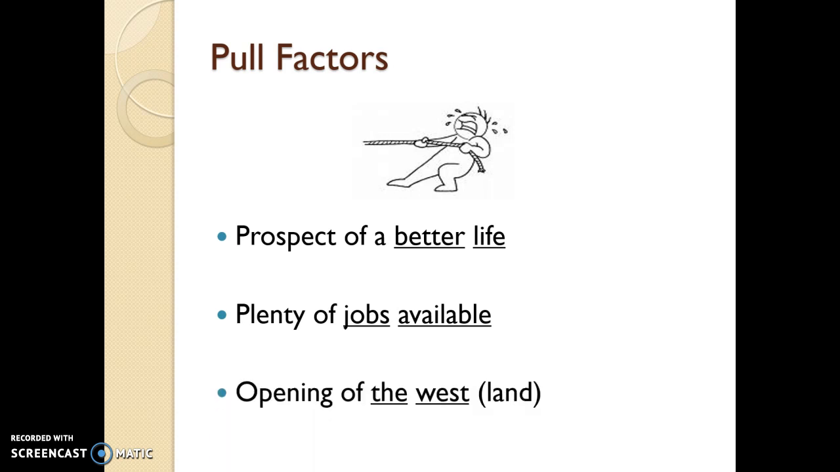Plus, in the West, thanks to the Homestead Act, the efforts of the U.S. government, there was a lot of land available out west. If you wanted to own land, which was a big deal back then, that wasn't available in Europe, but it was available in the United States. It wasn't the nicest land in the world, but it was land, and that was meaningful to a lot of people. So that was a big pull factor too.